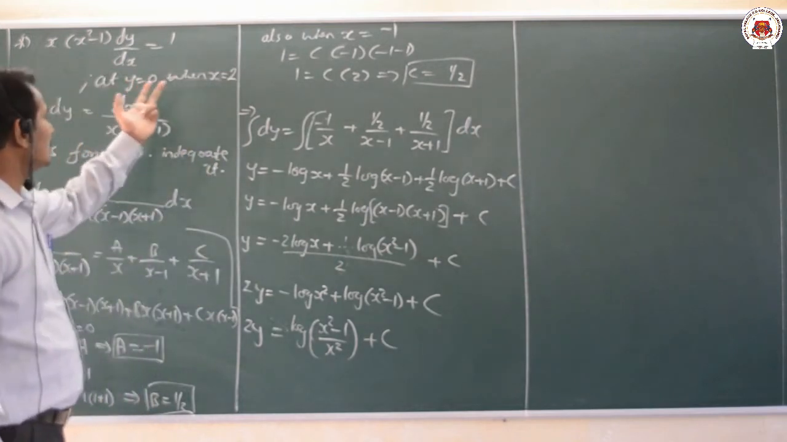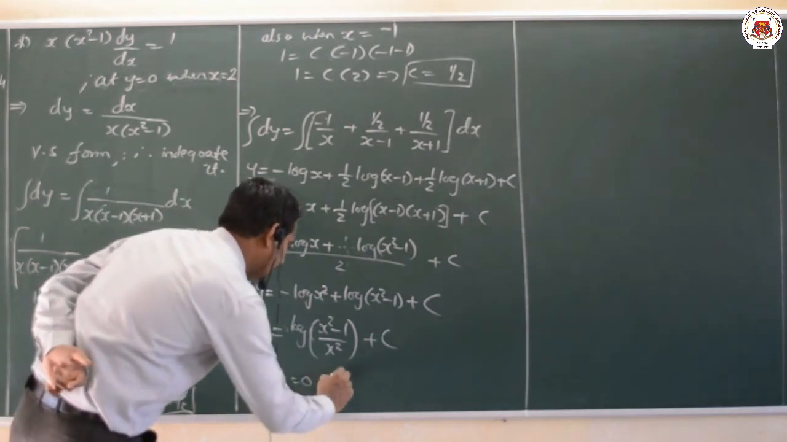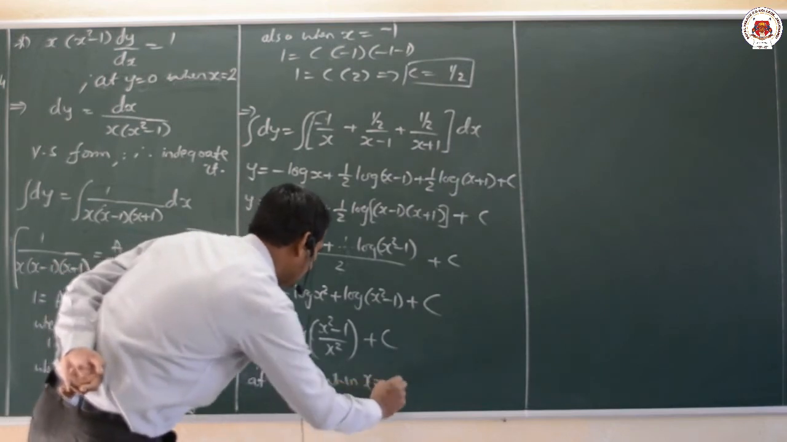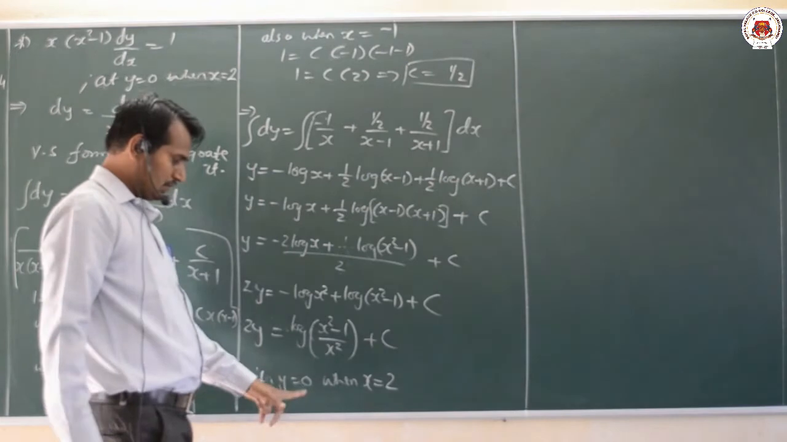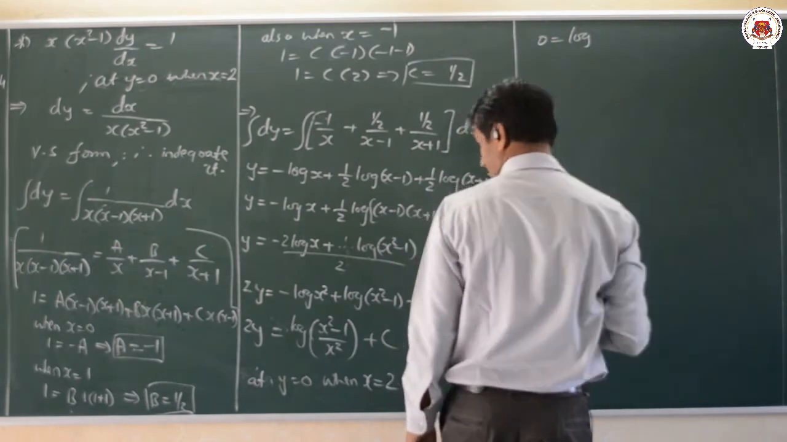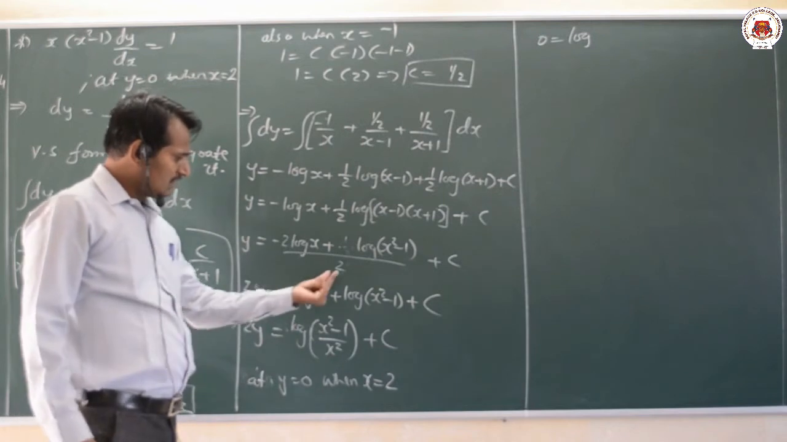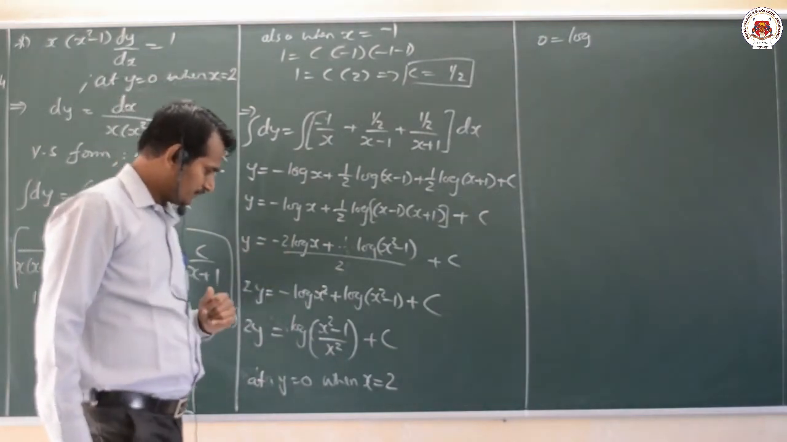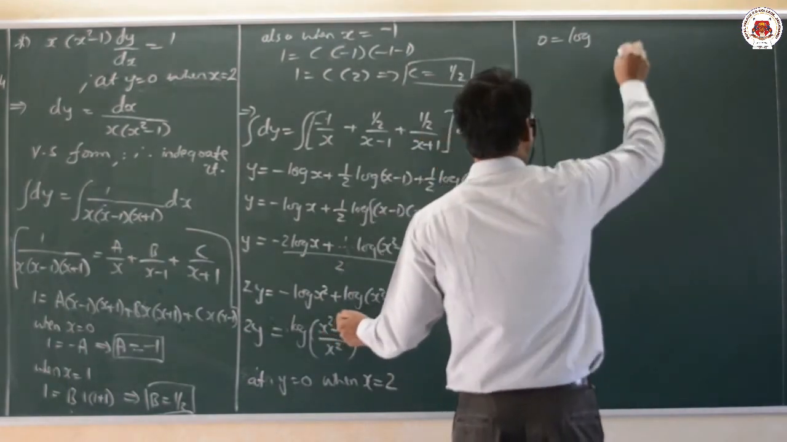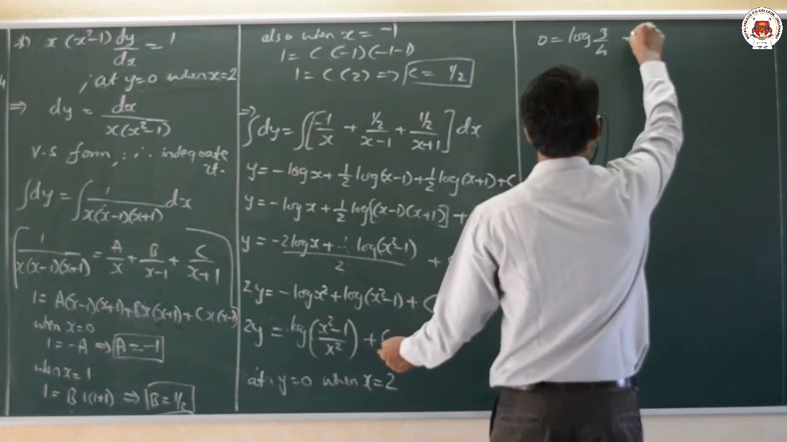That is, he has given the data here, that is when y is equal to 0, at y is equal to 0, when x equal to what it is? 2, that means y is equal to 0 substitute, x equal to 2 you substitute, what we get? 0 equal to, dear students, log of, and one more thing, dear students, if you want you can take it is 1 by 2. Now here what we get? 0 is equal to log of 2 square, that is nothing but 4 minus 1 3 divided by 2 square, that is nothing but 4, next plus an integral constant c here.